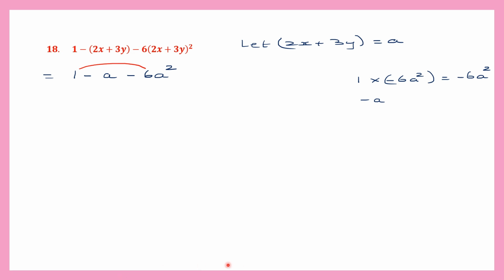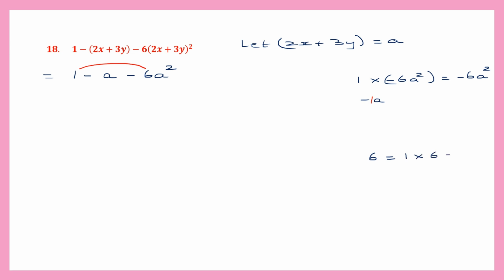Now we have to think of two numbers that when we multiply we get minus 6 and when we add we get minus 1. So this is going to be 1. So let's take 6 and write the factors of 6. We are taking this 6 and I'm going to write the factors of 6. So 1 into 6 is 6.